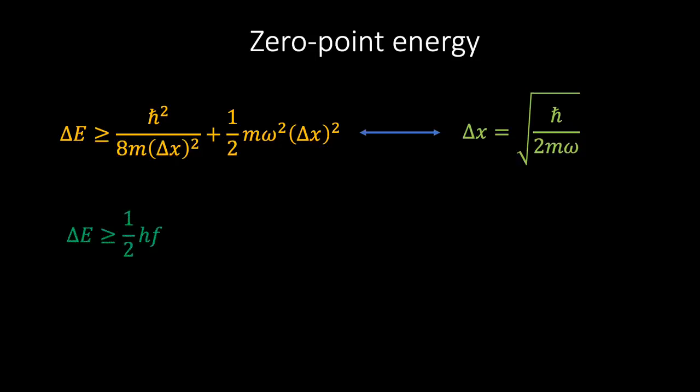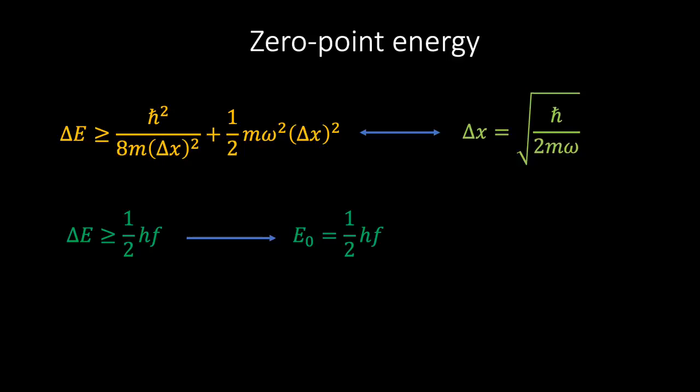the energy uncertainty is greater than or equal to half times hf, and therefore the minimum energy of a quantum oscillator is equal to half hf. This minimum quantum energy is known as zero-point energy and is an important consequence of quantum mechanics.